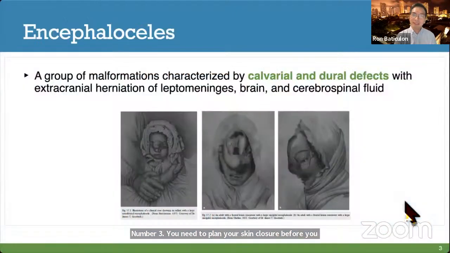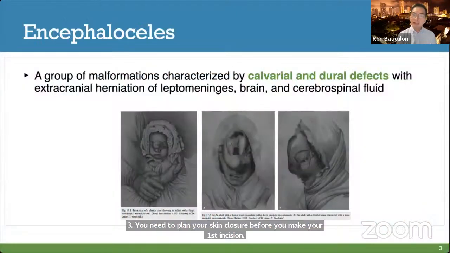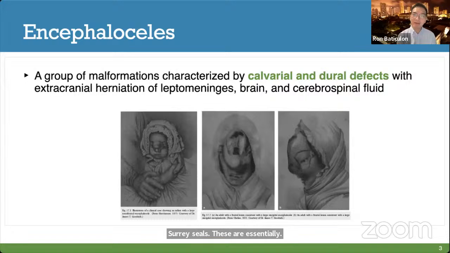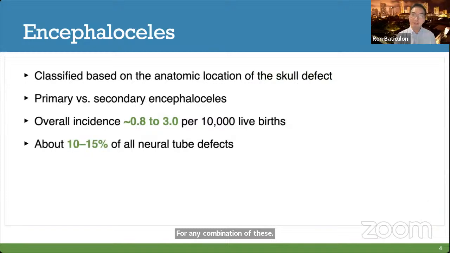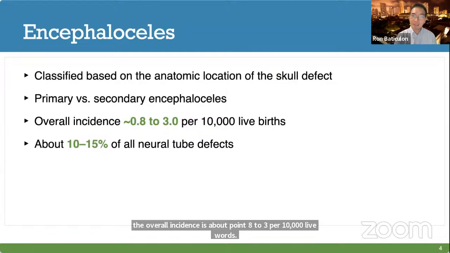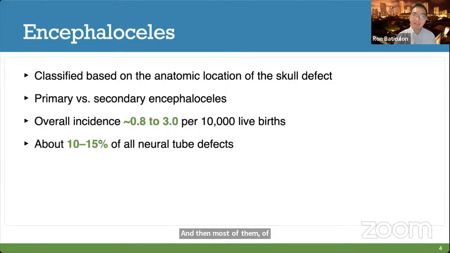So your encephaloceles are essentially malformations characterized by bone and dural defects with herniation of meninges, brain, and cerebrospinal fluid, or any combination of these. Just remember, they represent about 10 to 15% of all neural tube defects. The overall incidence is about 0.8 to 3 per 10,000 live births. Most of them, of course, are congenital malformations, although you could have secondary encephaloceles.